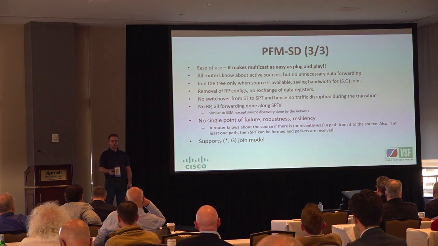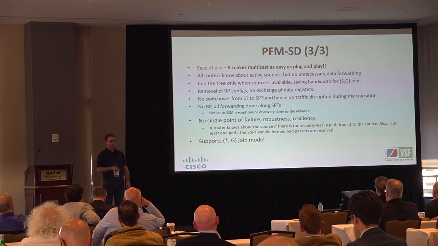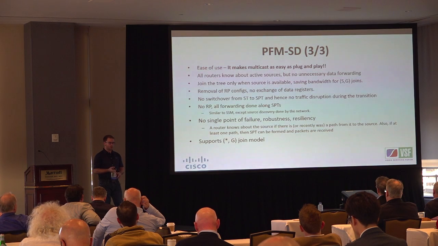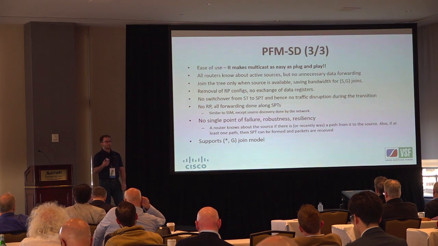So why is this important and why is it cool? Well, it's actually kind of plug and play for multicast. You just have to enable PIM and it kind of works. There's no more rendezvous point configuration, no worrying about who's the rendezvous point of rendezvous points, no more MSDP configuration between rendezvous points. So all the routers now automatically know about all the active sources on the network, but there's no unnecessary data forwarding. So think of PIM Dense Mode, but without the dense portion of it.